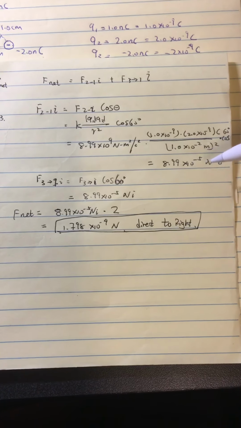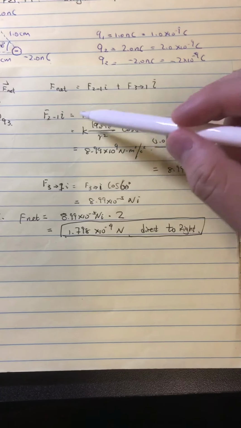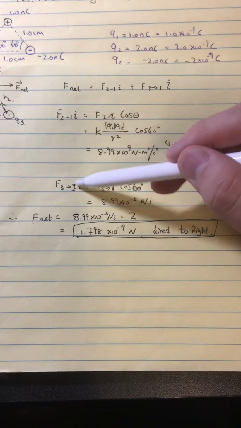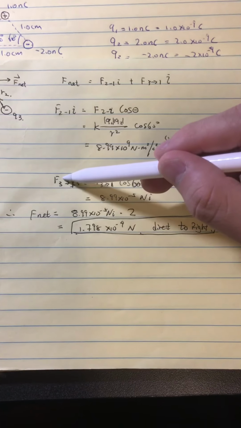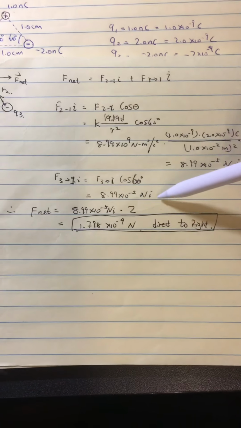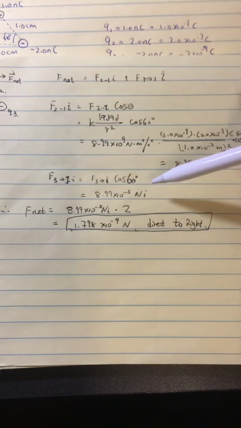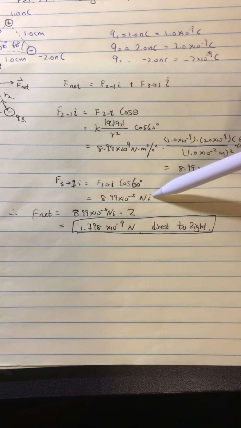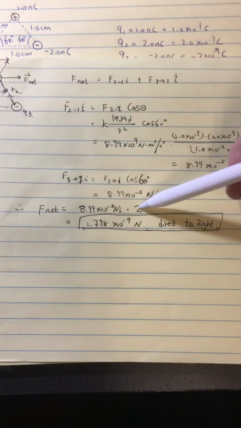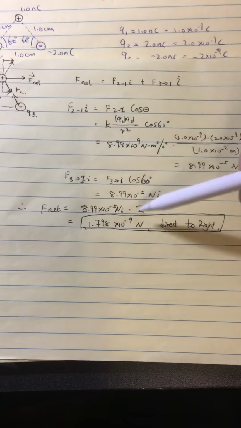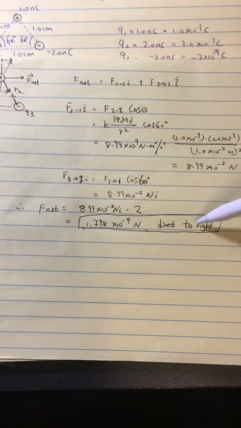We got 8.99 times 10 to the negative 5 newtons. Same here for F3 onto 1, they are just attracting each other with the same magnitude. So this is 8.99 times 10 to the negative 5 newtons, x component. And for F1, you just add them together, times 2 because they are the same. You get 1.798 times 10 to the negative 4 newtons, which is directed to the right.